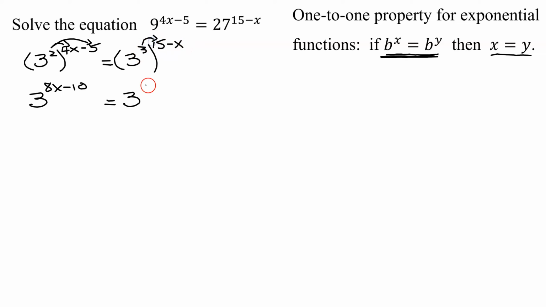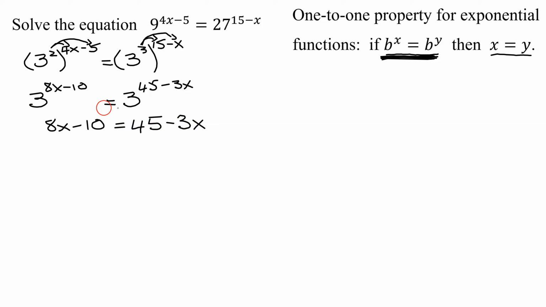3 times 15 is 45. Then 3 times negative x is negative 3x. So now I've finally written it in this format. I have 3 raised to the 8x minus 10 equals 3 raised to the 45 minus 3x. So our two exponents have to be equal. So 8x minus 10 has to equal 45 minus 3x.